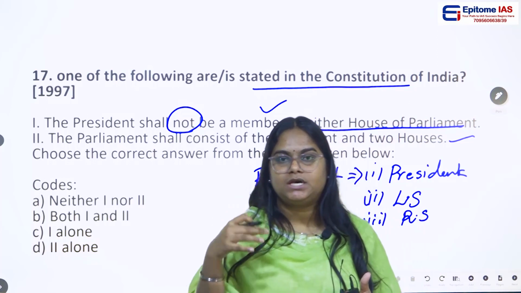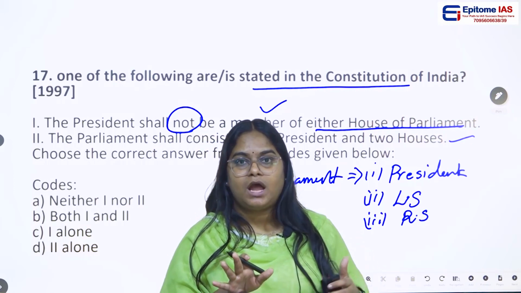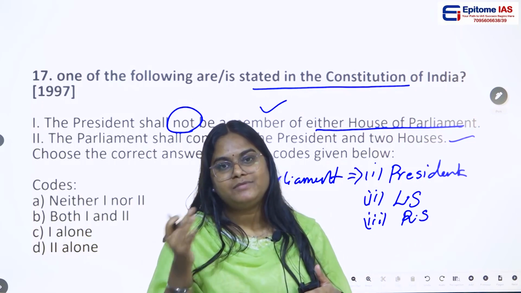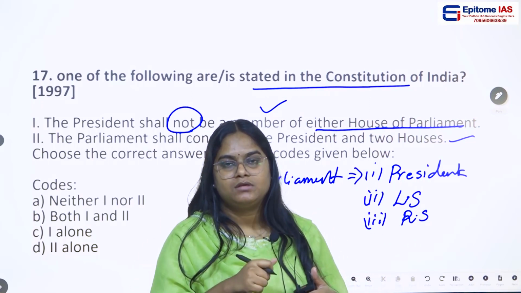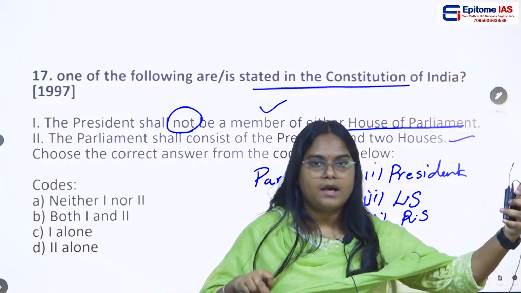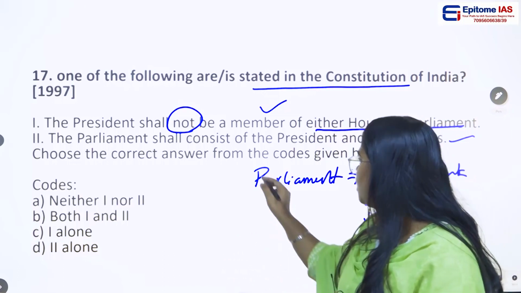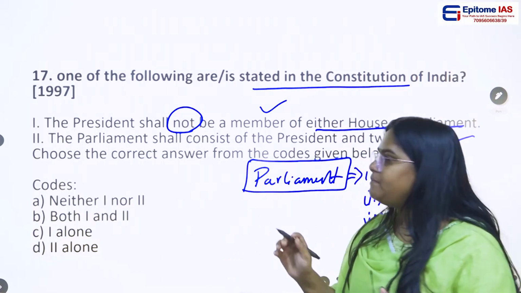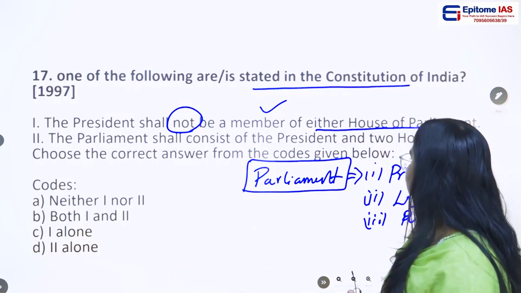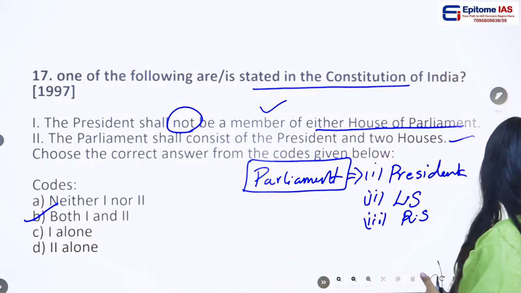For example, when a particular bill has been passed by the Lok Sabha and the Rajya Sabha, both the houses of Parliament, until the President gives his assent, it can't become a law. And apart from that, the President has the power to summon the houses. He has the power to dissolve the Lok Sabha. So he has many powers related to the Parliament. So the Constitution clearly mentions that the President is an integral part of the Parliament. So this particular statement is also correct. So what is the correct answer? Both 1 and 2 are correct.